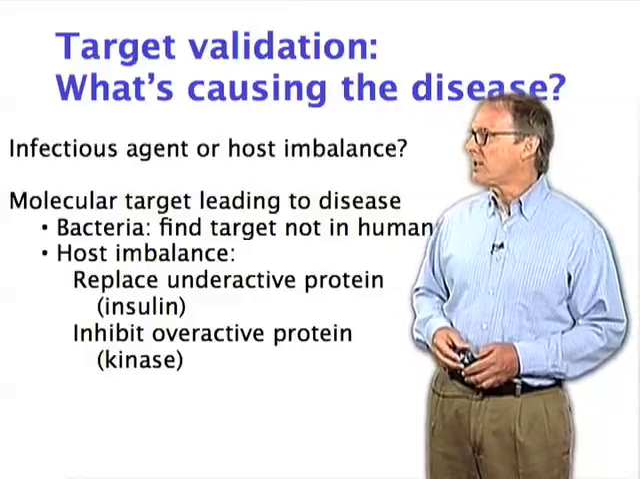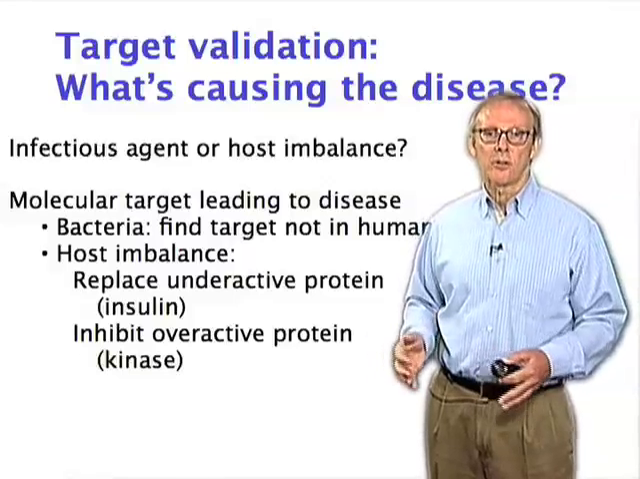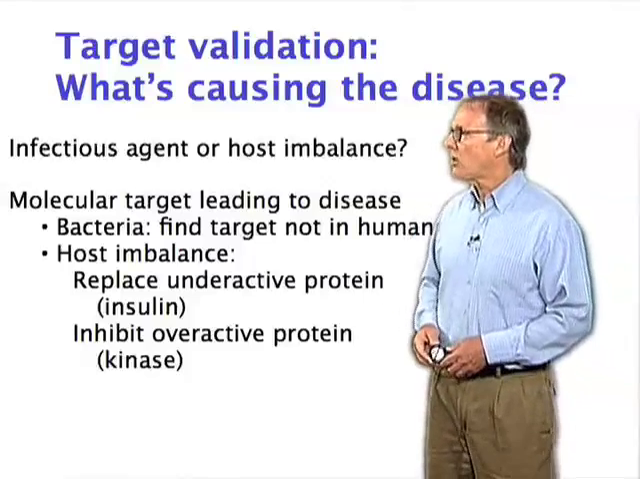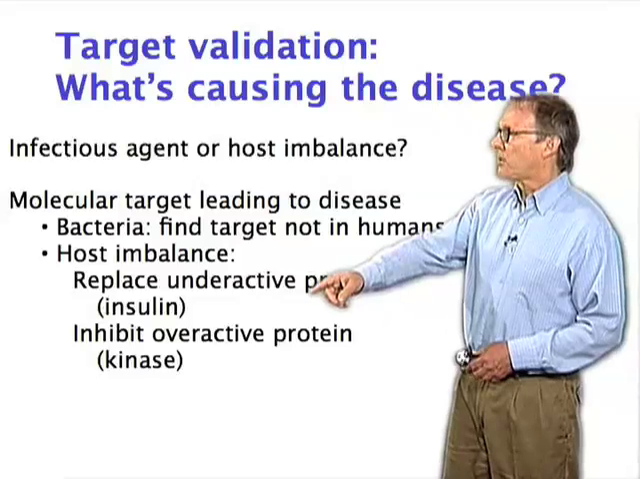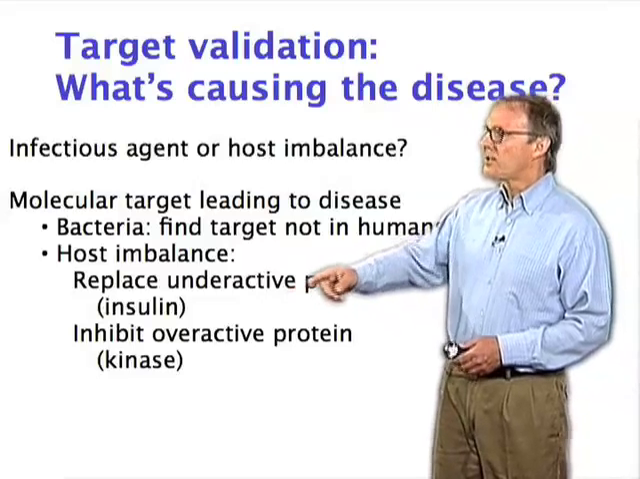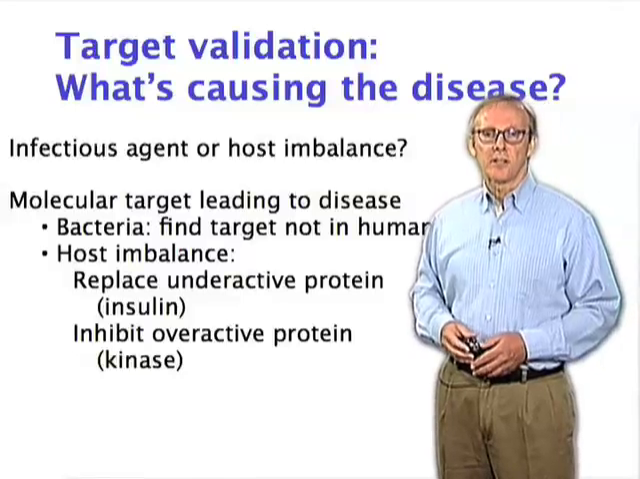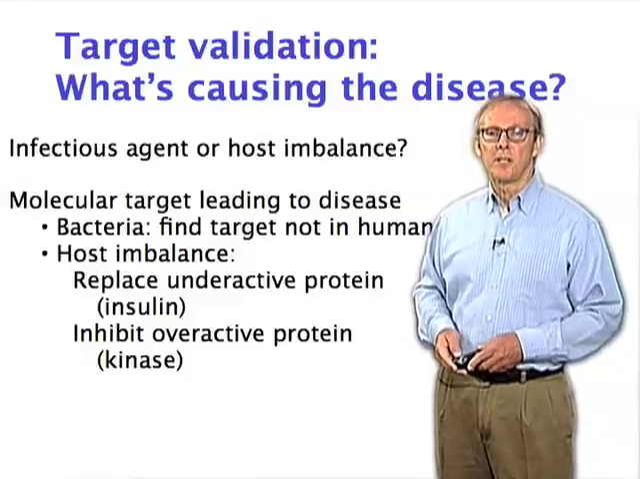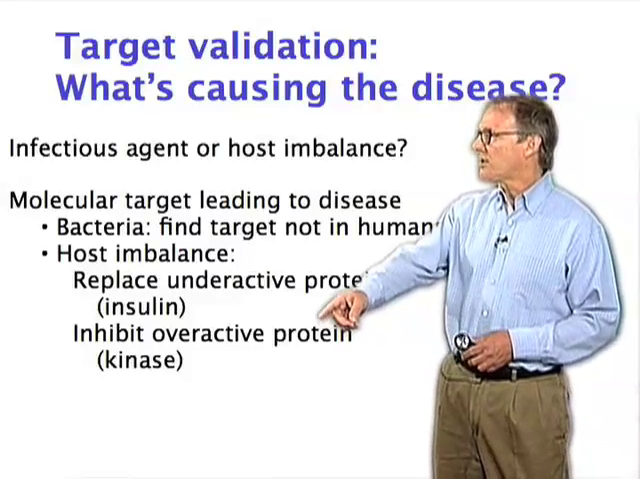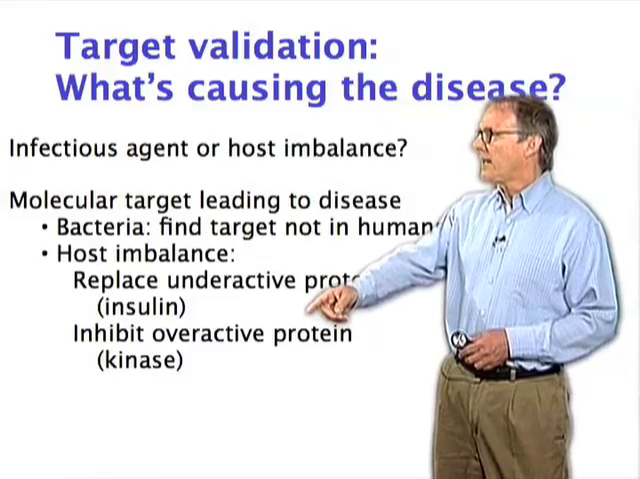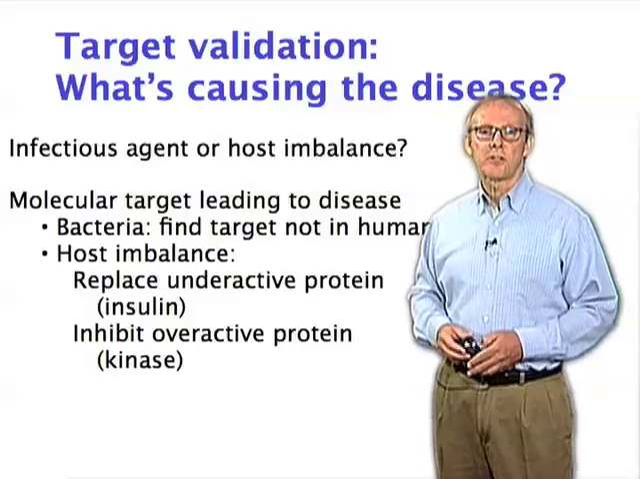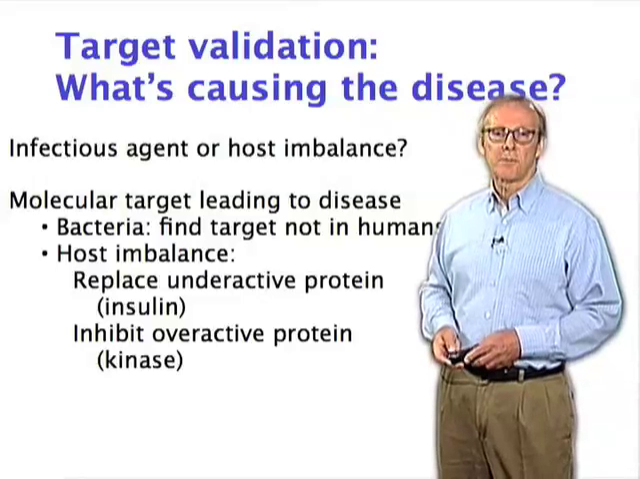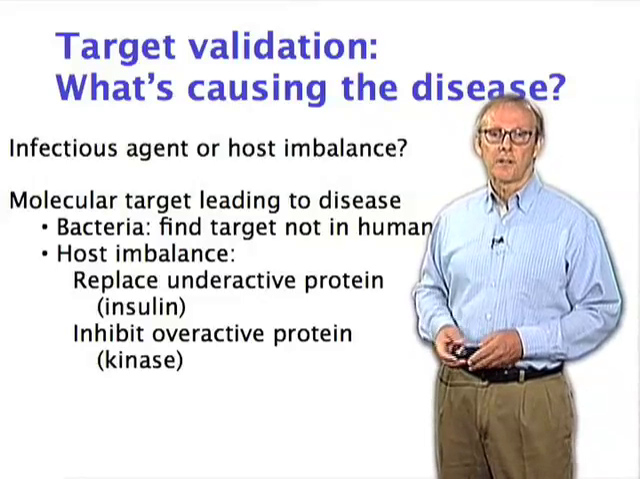If, however, it's a disease like host imbalance, maybe it's a metabolic disease or cardiovascular disease or cancer, you first have to decide, is the disease caused by an underactive protein? For instance, people with diabetes, they're not as responsive to insulin. And so by giving them back insulin, you can hope to modify and ameliorate that condition. Other diseases, for instance, many cancers are caused by overactive proteins such as kinases, and so there's a lot of interest in discovering drugs that would inhibit specific kinases for cancer.